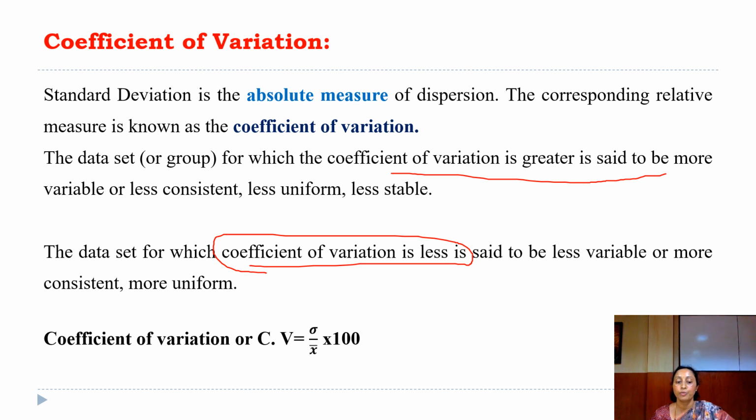How do we measure the coefficient of variation? We measure the coefficient of variation by using the formula. Coefficient of variation is equal to standard deviation divided by the average, multiplied by 100.